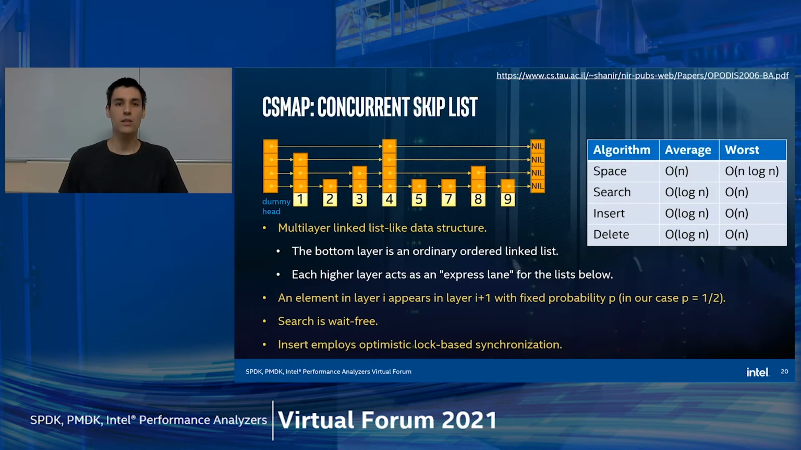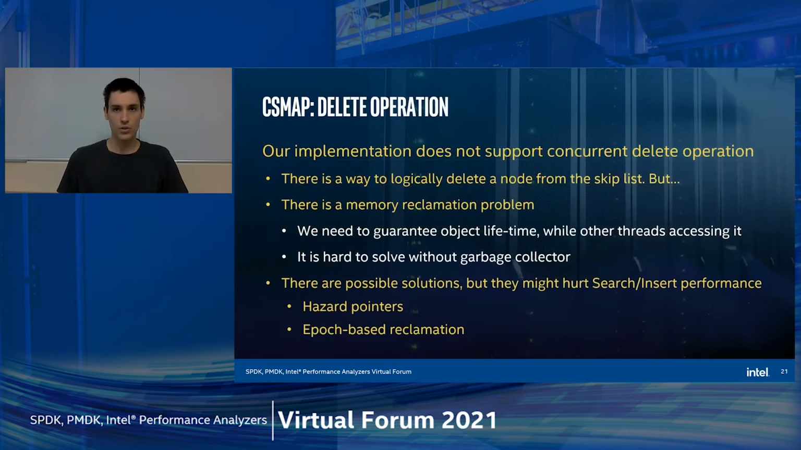On this slide, you can see the complexity of different operations on this skip list. Right now, the delete operation for CSMAP is blocking. No other operation can happen concurrently with delete. This is because we use a wait-free, lock-free search, which means we would have to solve the memory reclamation problem. We cannot remove an element which can be read from other threads, so we need some mechanism for delaying the free operation. There are several solutions that we are evaluating right now, mainly hazard pointers and epoch-based reclamation, but I will talk a little bit more about that at the end.